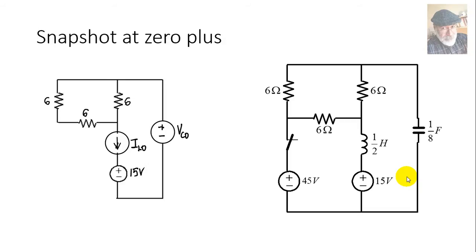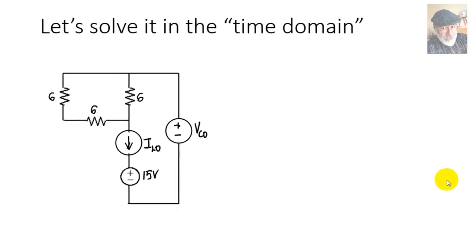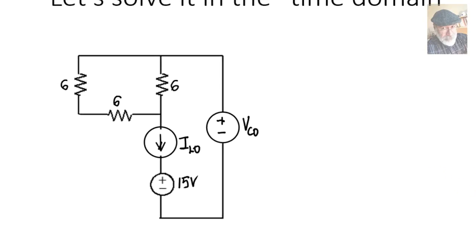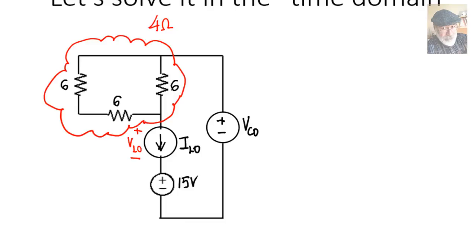At t equal 0 plus, in that circuit, once we simplify the three resistors again to a 4 ohm resistor, we have a very easy time. The current in that loop is IL0. That current is known. And what we need to compute is the voltage in the inductor at 0 plus, VL0. For that, I will write a KVL equation in that loop.